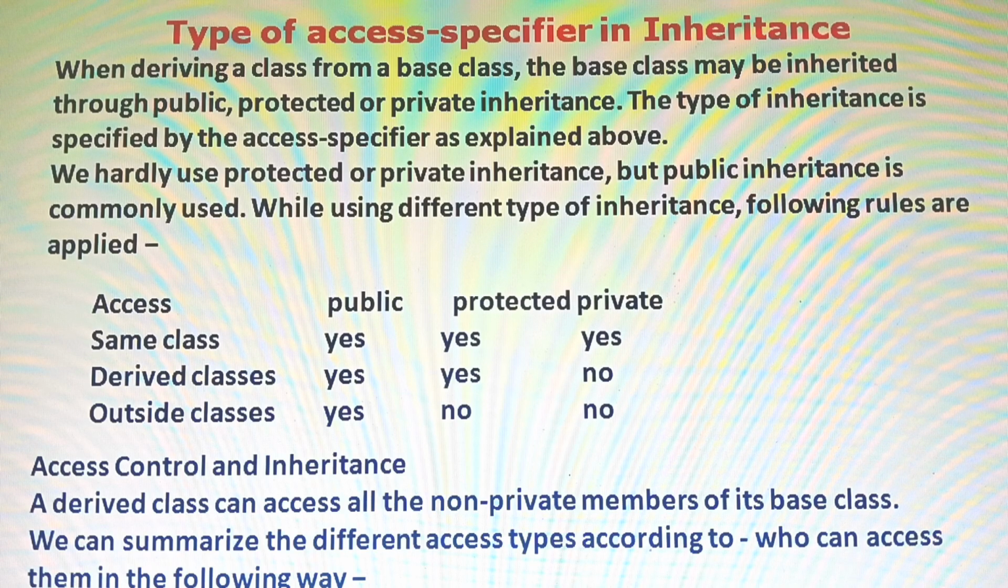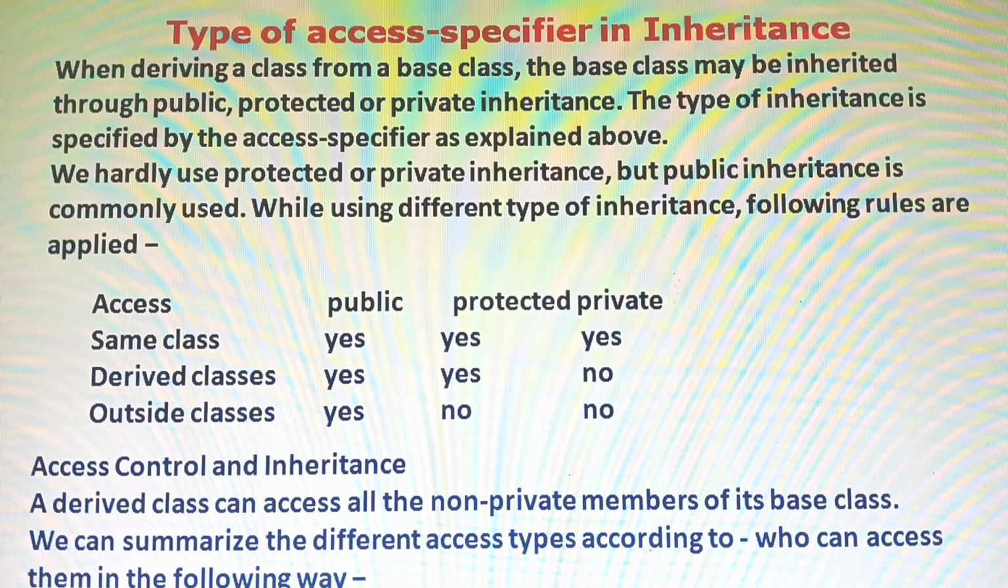Suppose the base class has data members and functions declared in public, those we can access in the derived class. Understand what is the function of access specifier? While inheriting or deriving a class from a base class, the class may be inherited through public, protected or private inheritance. If it is public, we can access it in the same class, derived class and outside class. If it is protected, we can also access it in the derived class. But if it is private, only the same class can access. We cannot access it in the derived class or outside class.